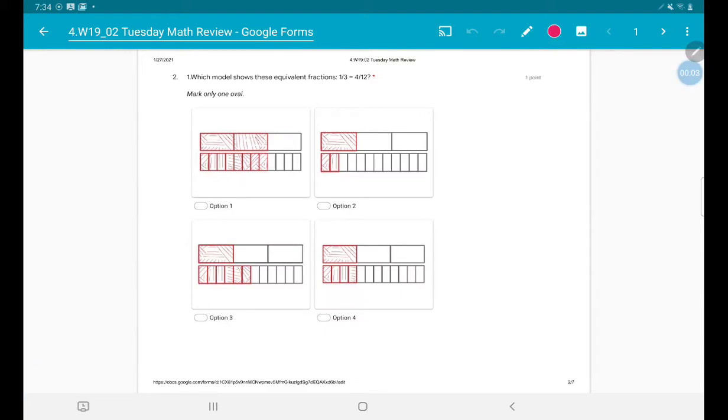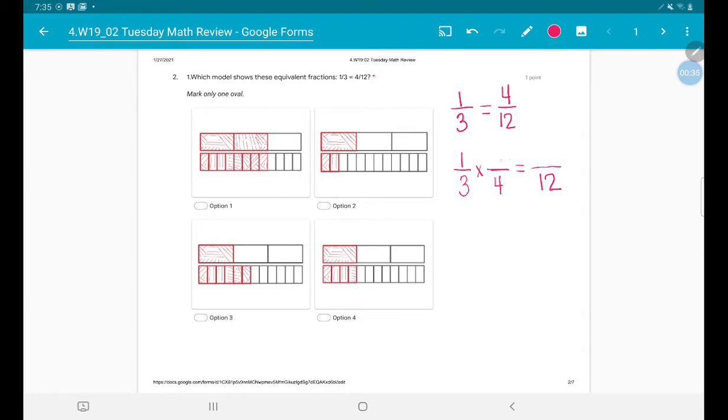The first question asks us to find the model that shows the fractions 1/3 is equivalent or equal to 4/12. So we could prove that using a mathematical equation. To get from 3 to 12, I'm going to need to multiply times 4. 3 times 4 equals 12.